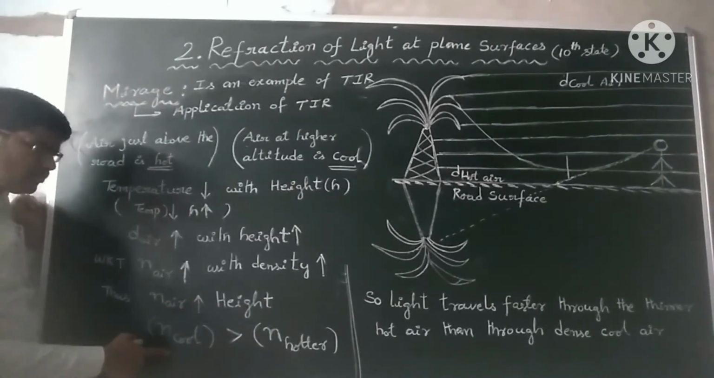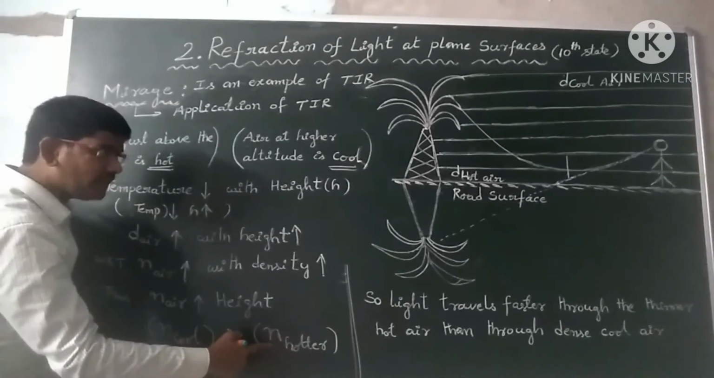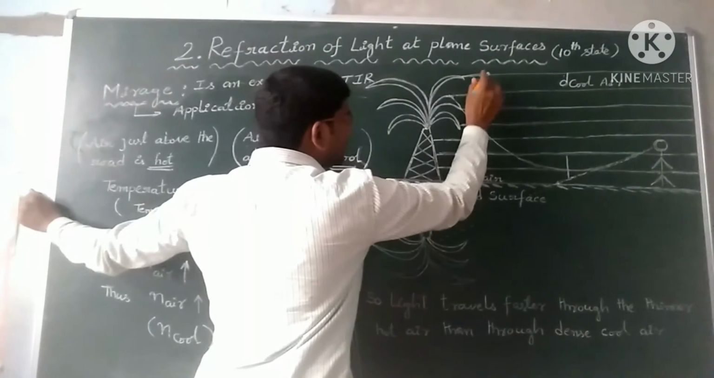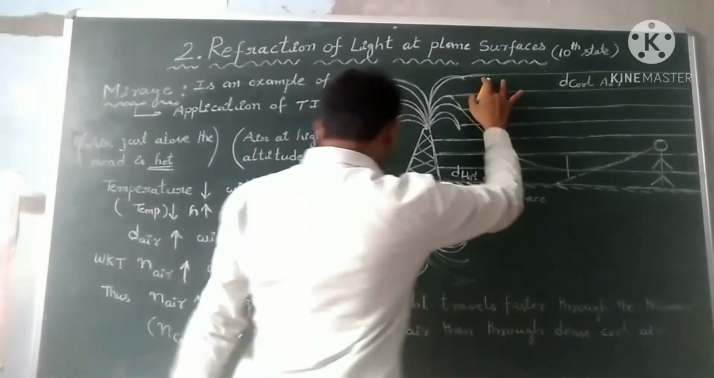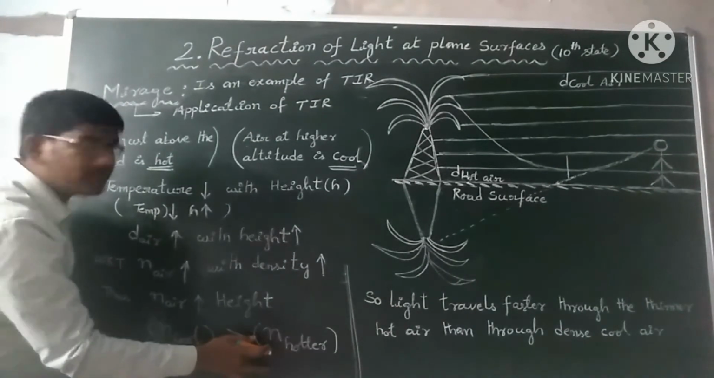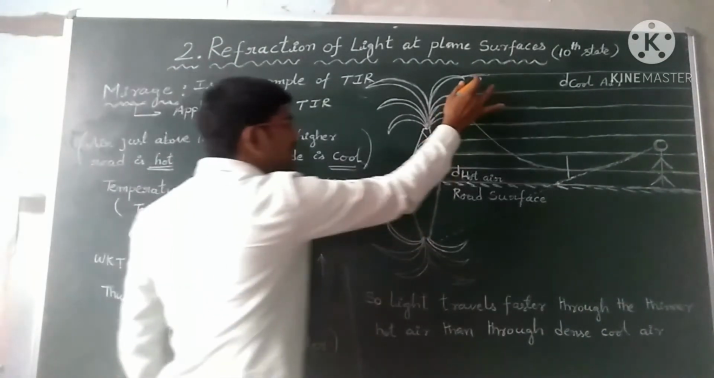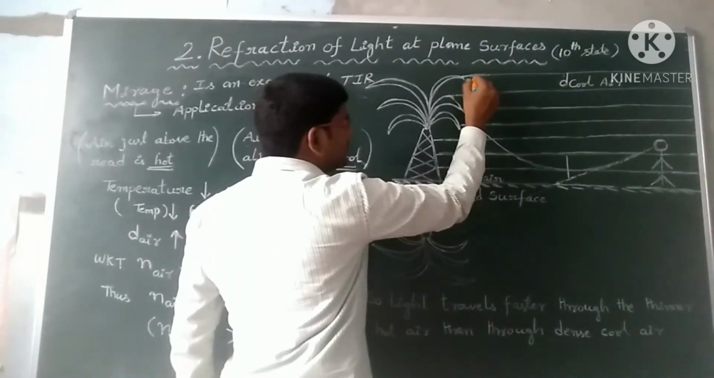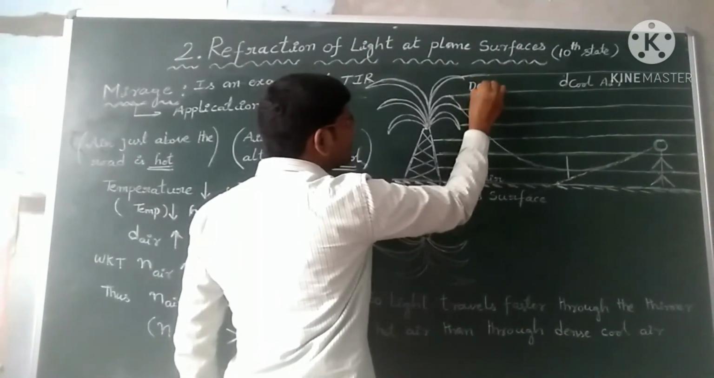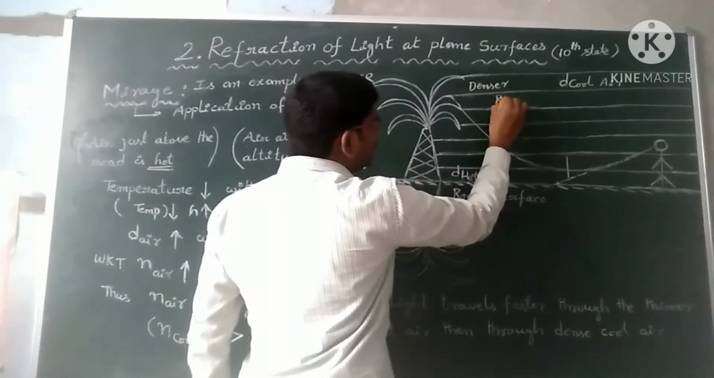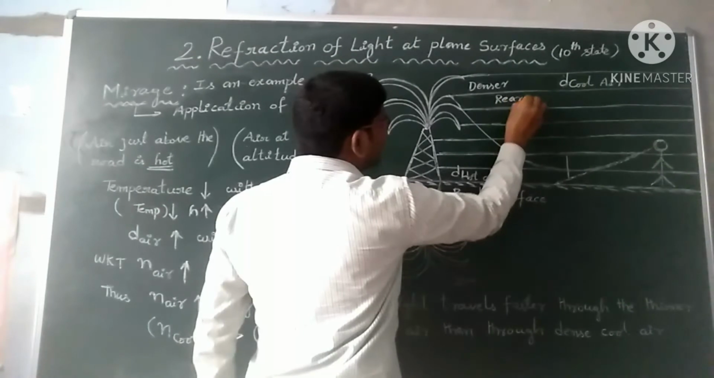So density of the cool air is greater than the density of the hotter air, which means it has more refractive index. So refractive index of the cool air is greater than the refractive index of the hotter air. This layer has more refractive index, and this has a less refractive index. That means I can consider this as a denser medium, and I can consider the layer below as a rarer medium.